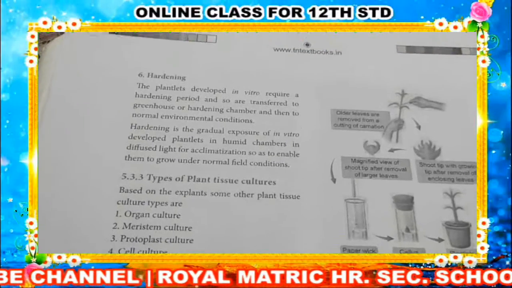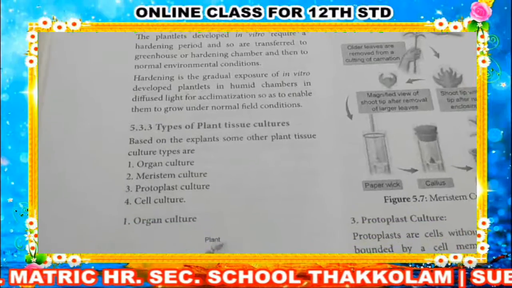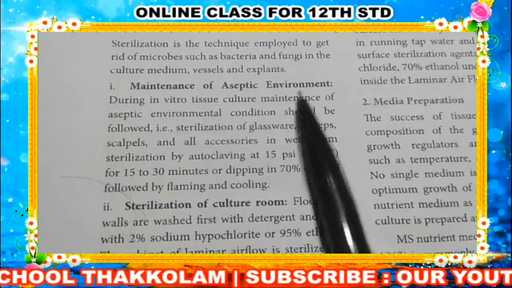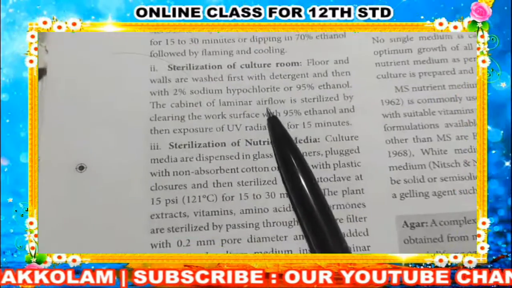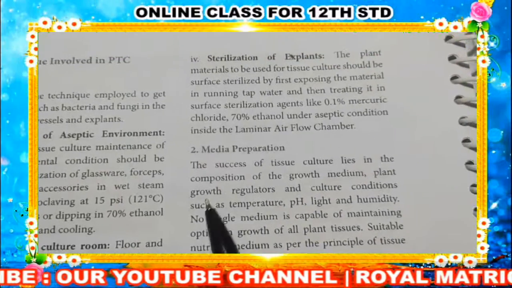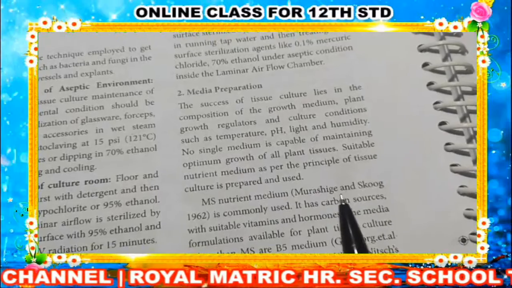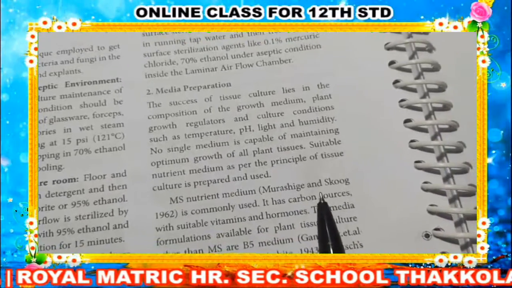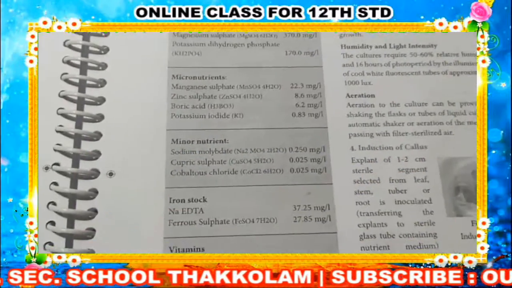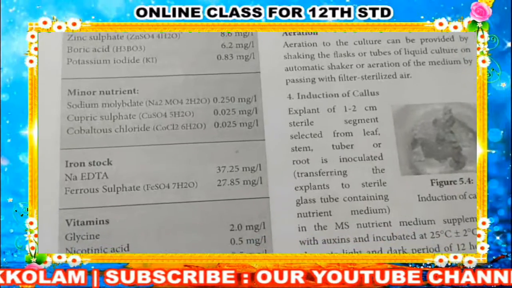Good morning students, we are in the lesson on plant tissue culture. We have seen the techniques involved in plant tissue culture in the previous classes: how to maintain the aseptic environment, how to sterilize the room and the media, and media preparation, the Murashige and Skoog (MS) medium, the pH level, the temperature, how to aerate the room, then inoculation of the culture.